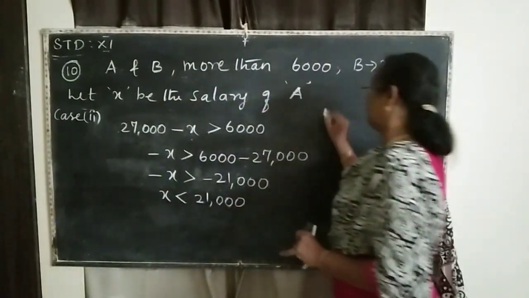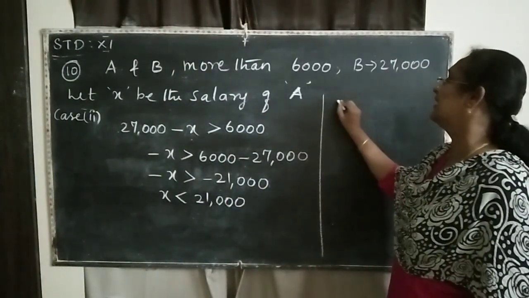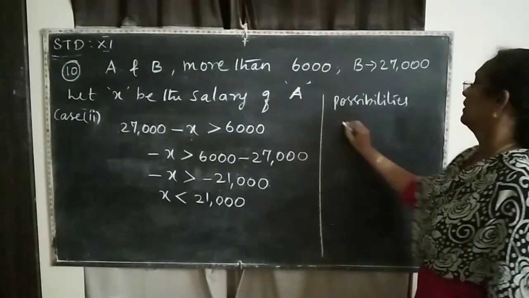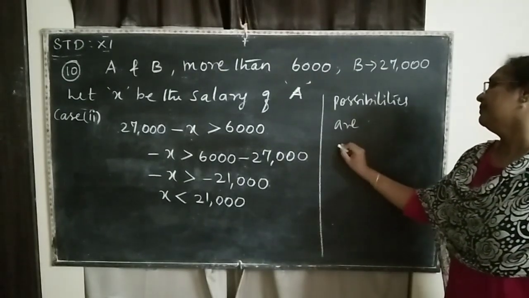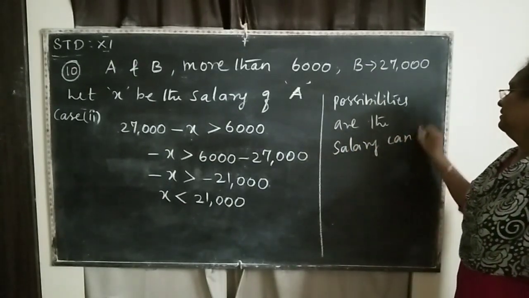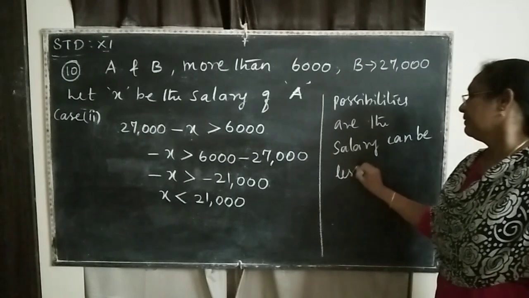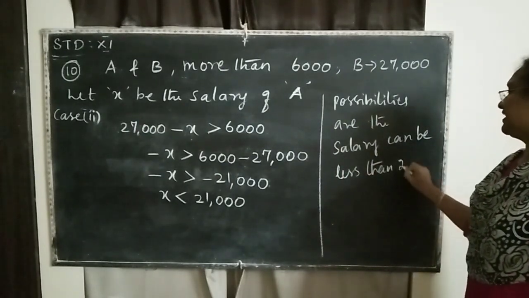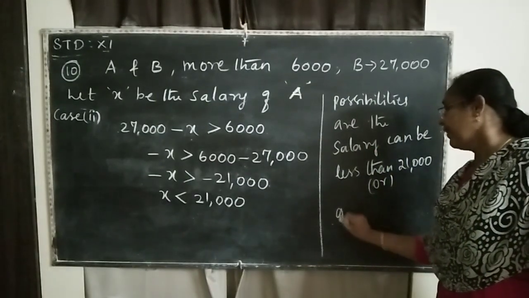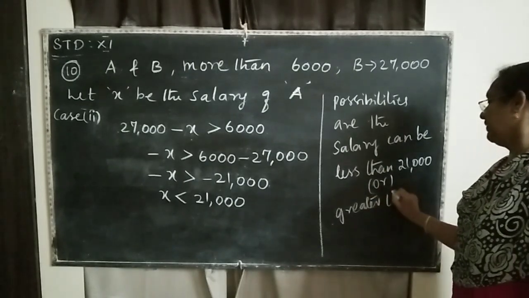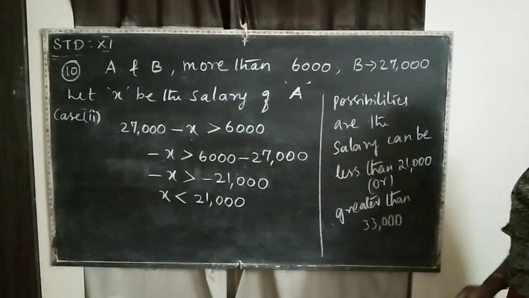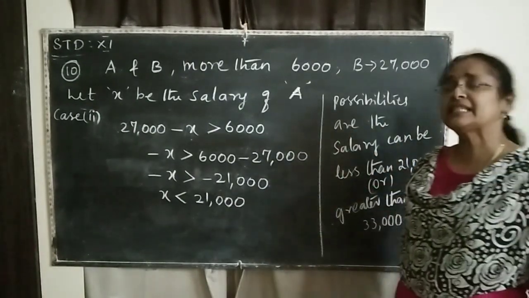So they are asking for the possibilities of the salary of person A. The possibilities are: the salary can be less than 21,000, or, what is the first case we have discussed, greater than 33,000. Yes or no? So these two are the possibilities of person A's salary.